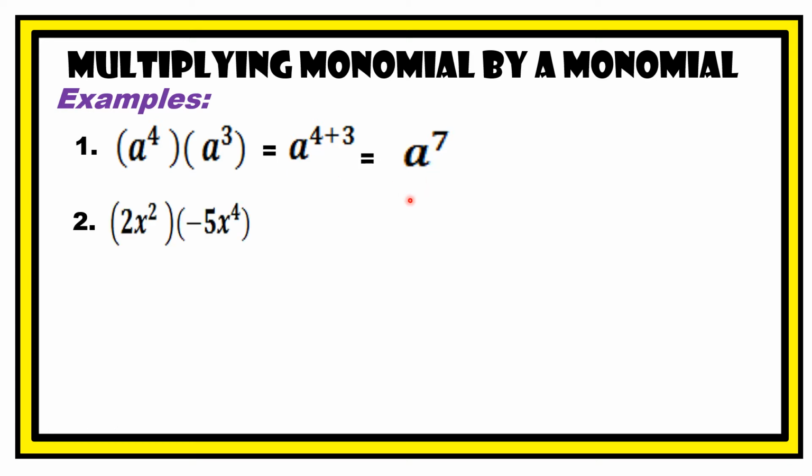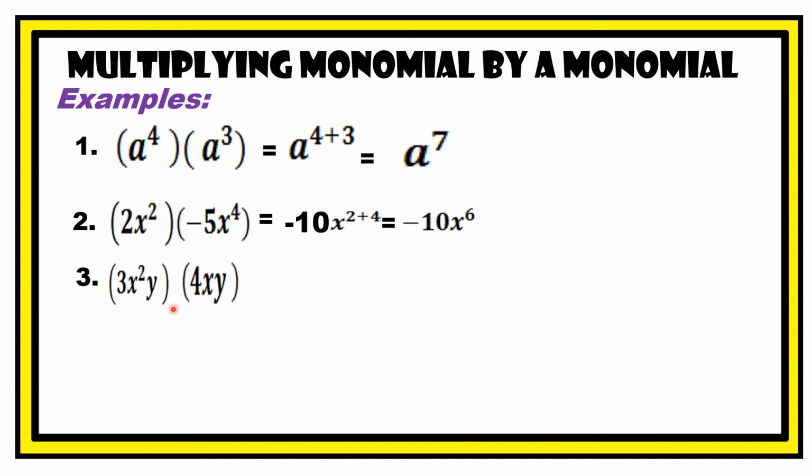Number 2, 2x squared times negative 5x raised to the fourth power. So, multiply natin yung numerical coefficient. Ito ay 2 at negative 5. So, 2 times negative 5 is equal to negative 10. Then, multiply natin yung x squared times x raised to the fourth power. So, we have x raised to 2 plus 4. Add natin yung exponent. So, final answer, we have negative 10x raised to the sixth power.